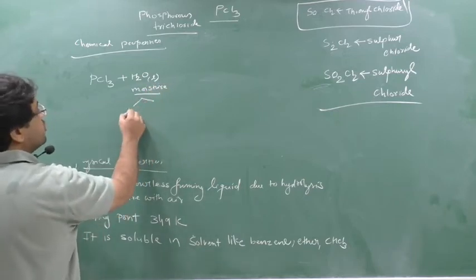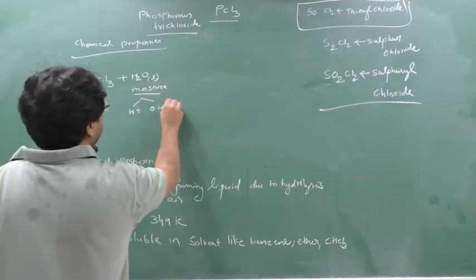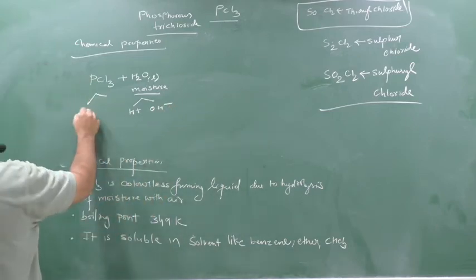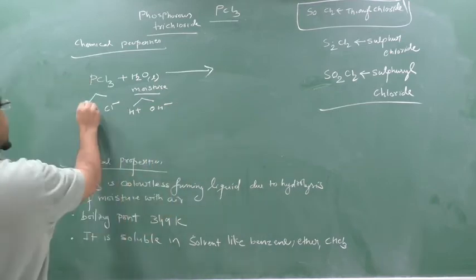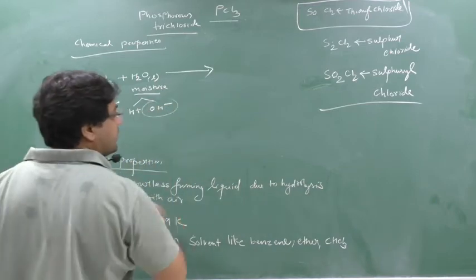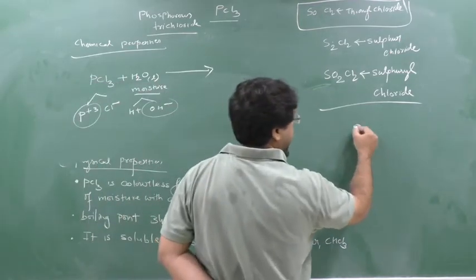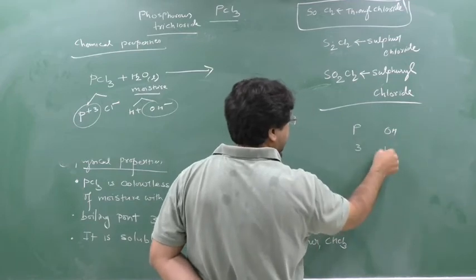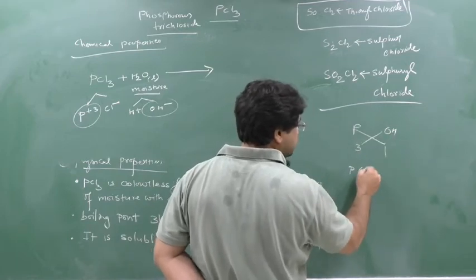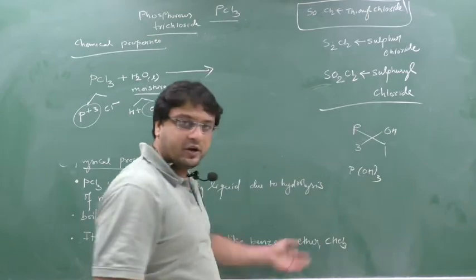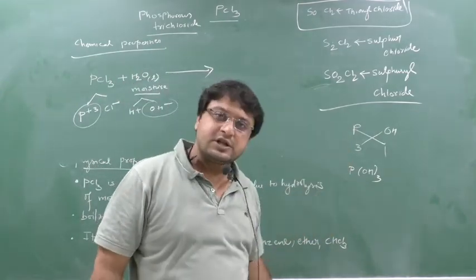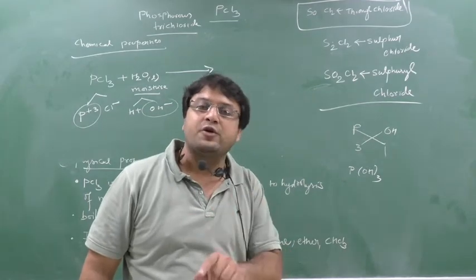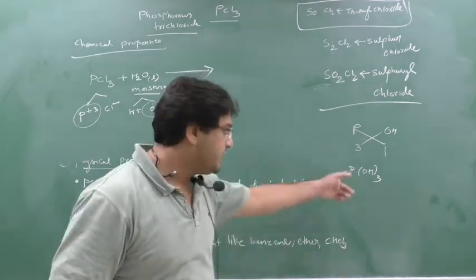So now how does it happen? See, if you crack H2O, it forms H plus and OH minus. If you crack PCl3, it gives P plus 3 and Cl minus. Now if you combine this P plus 3 and OH minus, you get P(OH)3. Is this phosphorus trihydroxide? No, it is not. Phosphorus is a non-metal, and a non-metal cannot form a hydroxide. Only a metal can form a hydroxide.